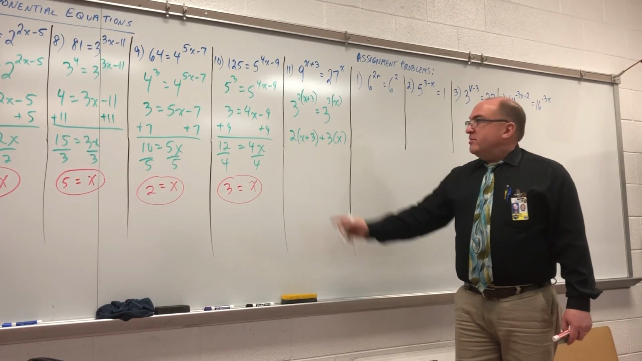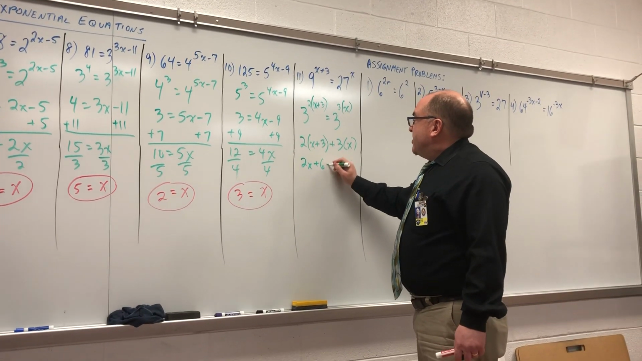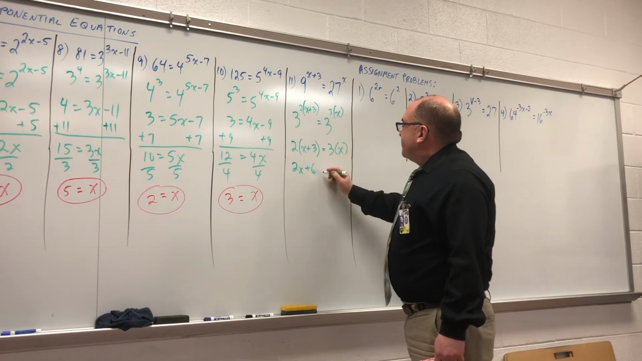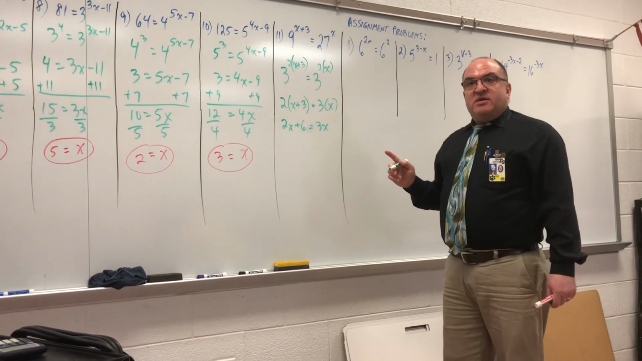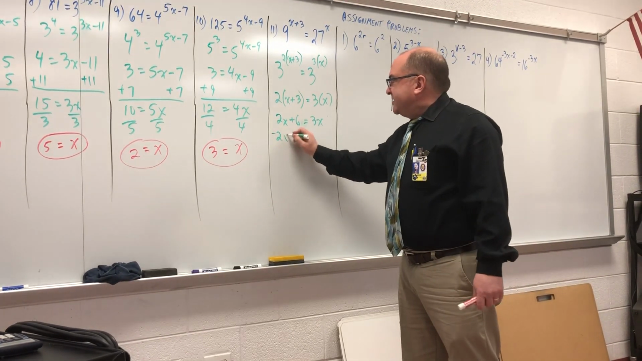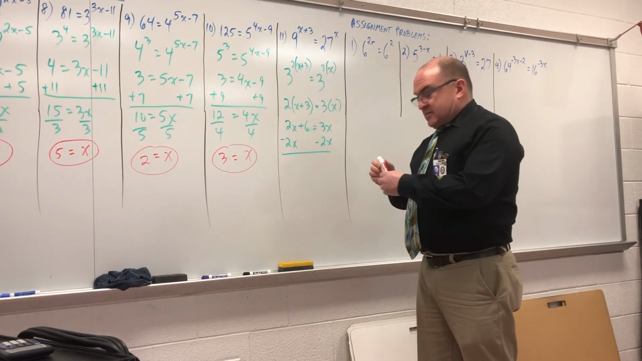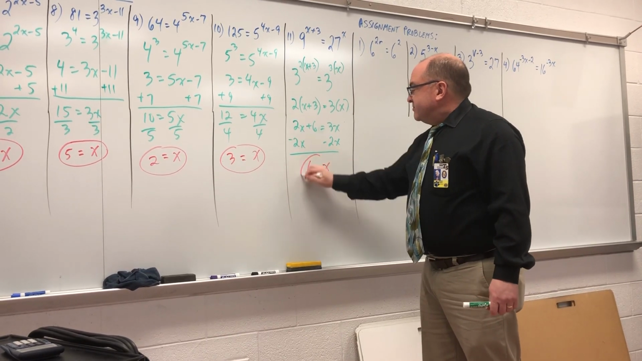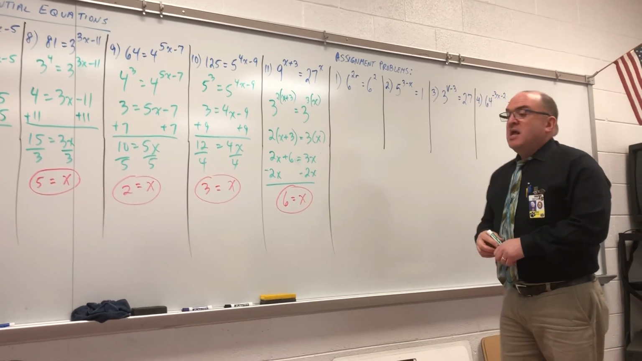We're going to distribute. 2x plus 6 equals 3x. I'm not going to cancel out the 6. I'm going to take away 2x from both sides. Okay? And I get 1x, right? Which means 6 equals x. That's it. Easy, man. All right.